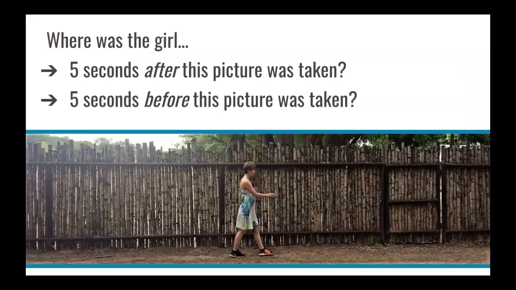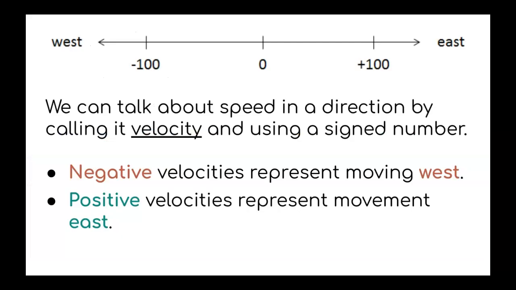So at the beginning of class today, we looked at this image just to get you thinking about time, and as someone's walking, where are they before the picture is taken? Where are they after the picture is taken? Thinking about negative time, in a sense.